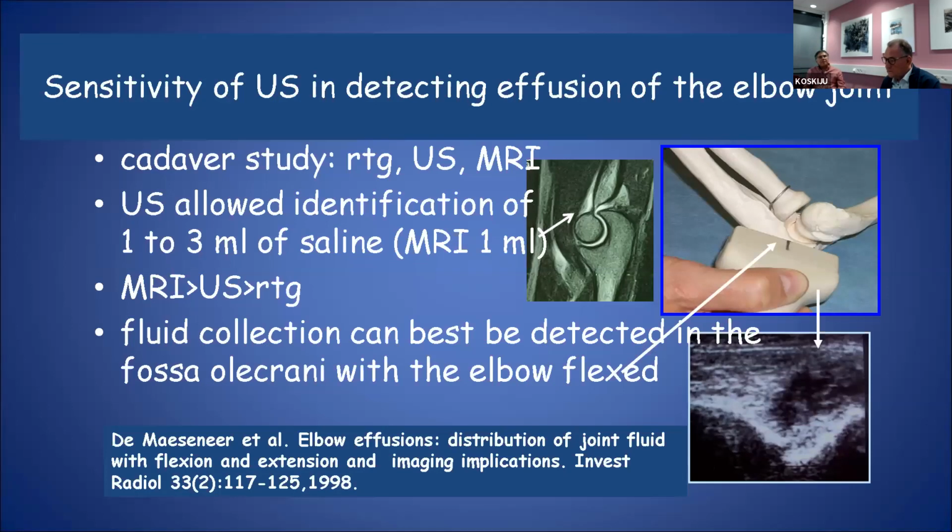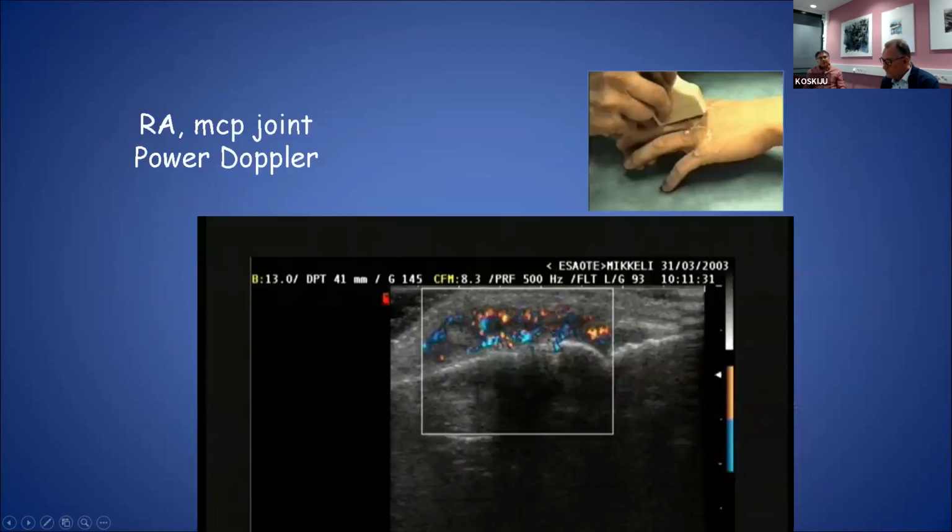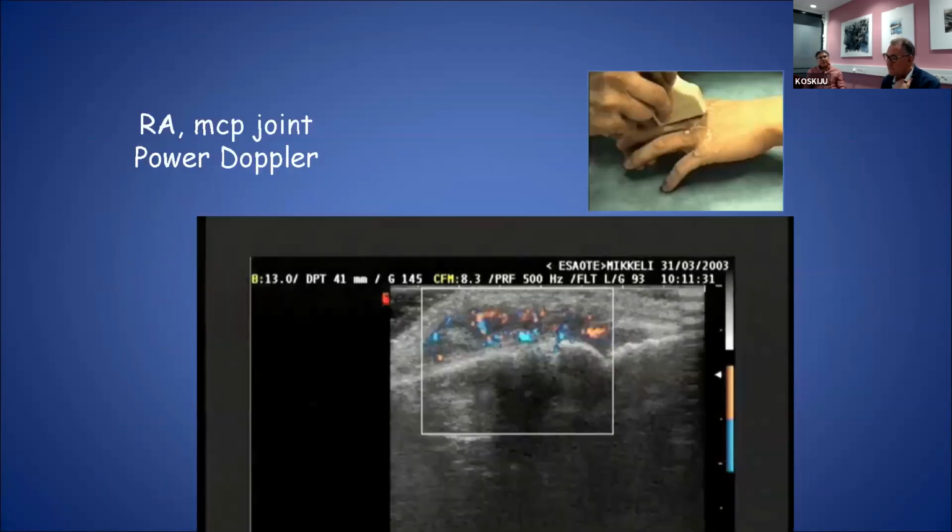I already showed this just to show you that ultrasound is very sensitive in detecting effusion in many joints, for example, in elbow joints. This is an old study in the 90s. Even 1 millimeter of fluid can be detected in the elbow.